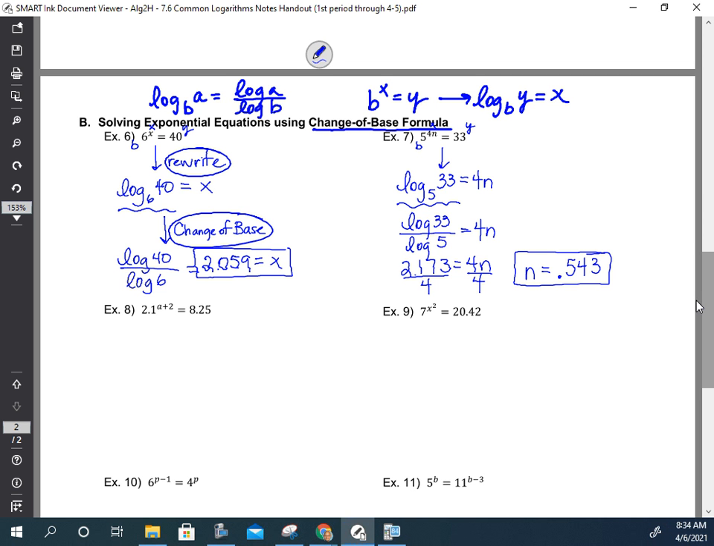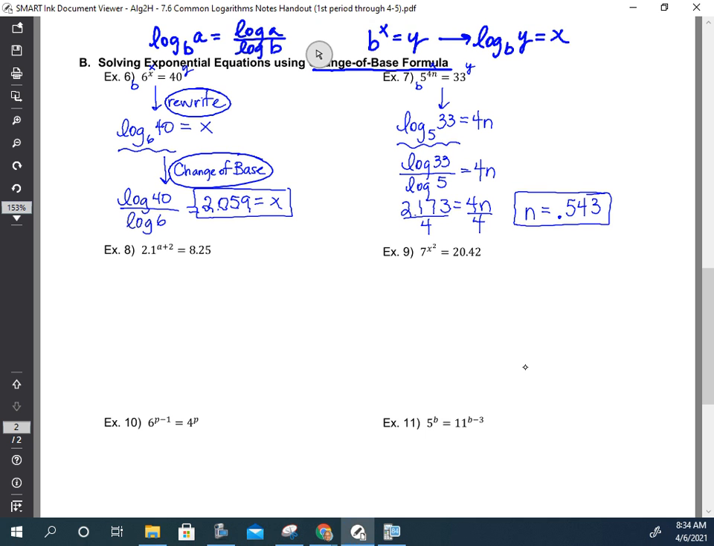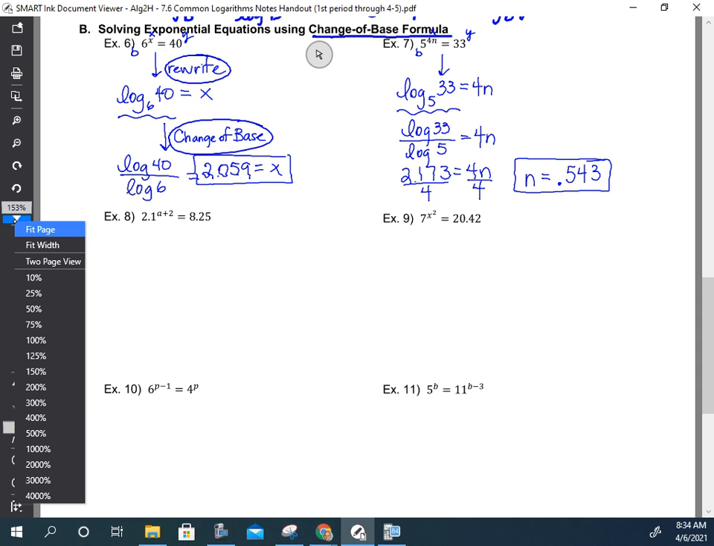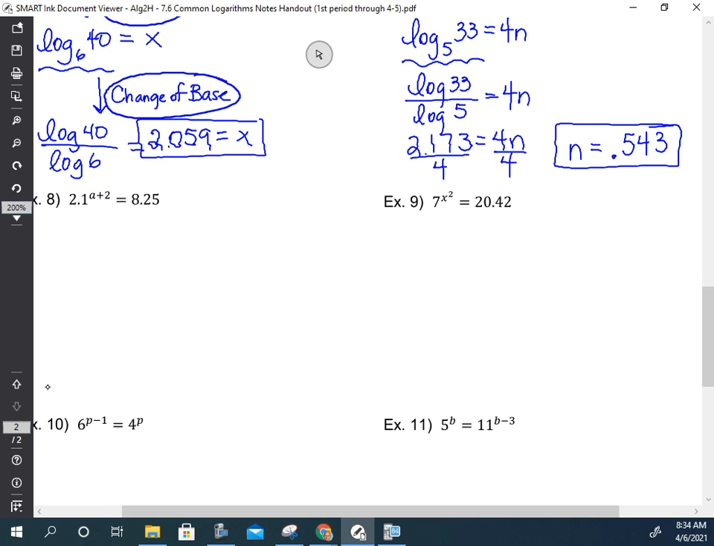So 8 and 9 will still fall in that basic category. Once we get to 10 and 11, then we change the rules a little bit, because doing a basic rewrite is not going to help. So let's go back to problems 8 and 9. Essentially just to recap what we did yesterday with solving the equations, and we can go from there.